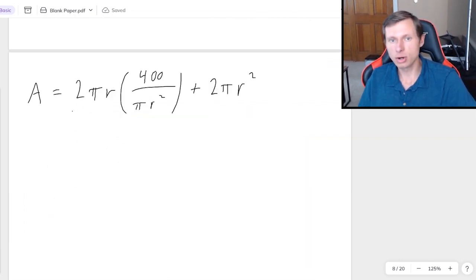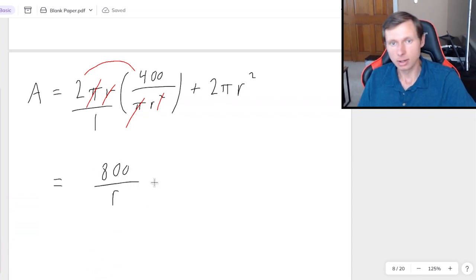And now we need to simplify this. Remember, this 2 pi r is technically over 1, which means I can basically cancel out the pi and one of my r's, leaving me with an r in the denominator, and I can combine the 2 and the 400 to give me numerator 800, denominator is just going to be r, plus 2 pi r squared. There we go, we're all simplified.